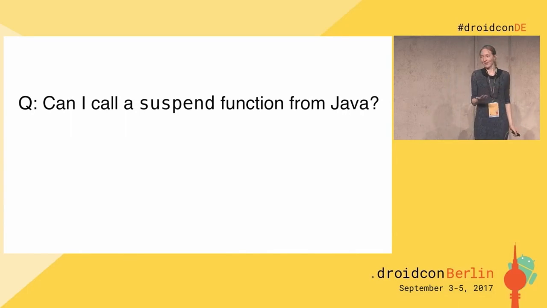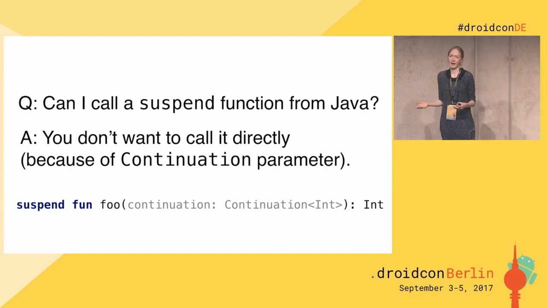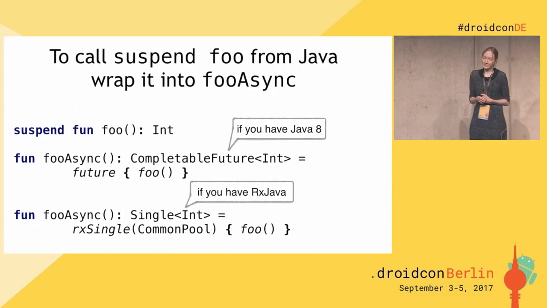I've already shown you, and the answer is that probably you don't want to call it directly, because to call it you have to provide this continuation parameter. The Kotlin compiler somehow does all the magic, but with Java you have to do it by hand, and it's not the way it was intended to be done. So it's possible, but probably not the best idea.